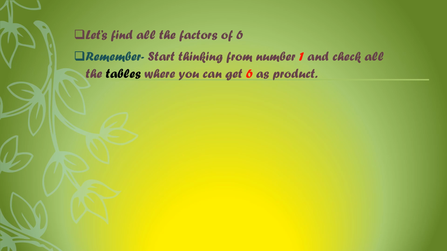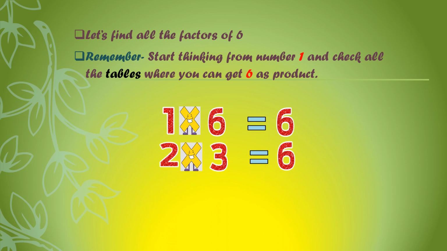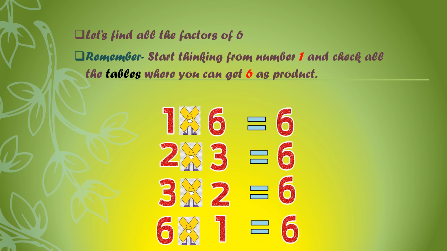So in the multiplication table of 1, 1 into 6 gives us 6. Then 2 multiplied by 3 also gives us 6. 3 multiplied by 2 gives 6. And again 6 multiplied by 1 also gives us 6.